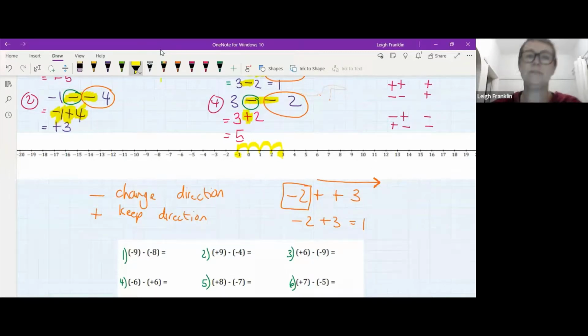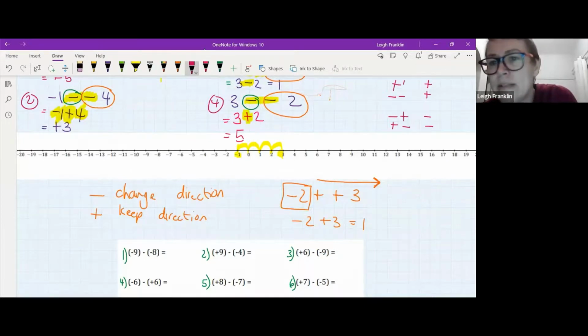Okay, so two operations or two signs, when they sit next to one another, have to simplify into one sign, because we can either move to the left on the number line or we can move to the right. We can't move in both directions at the same time.